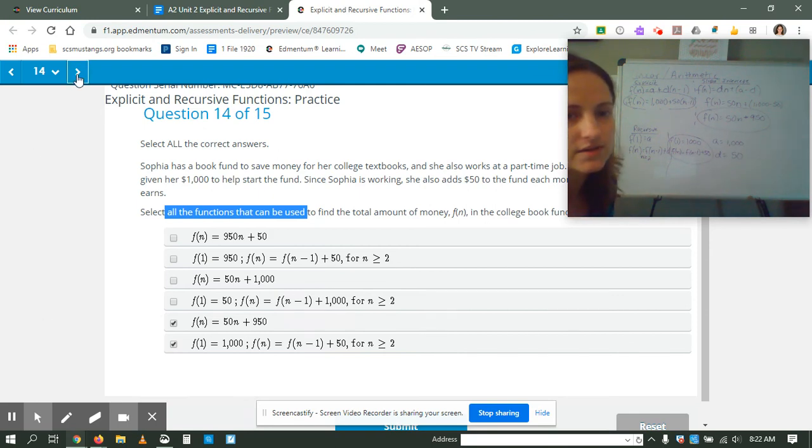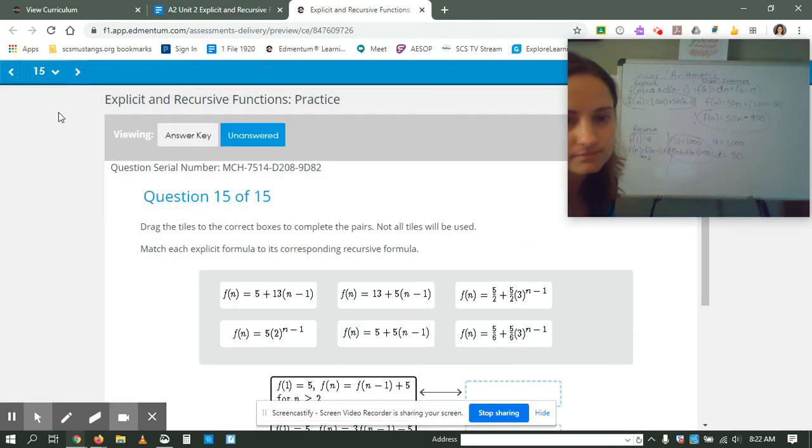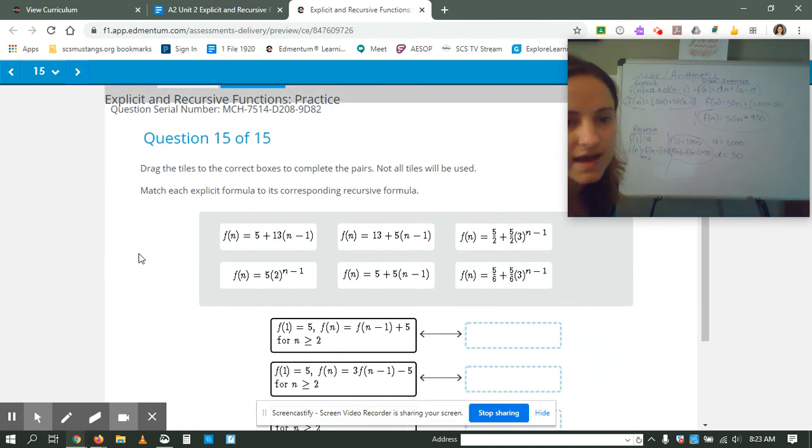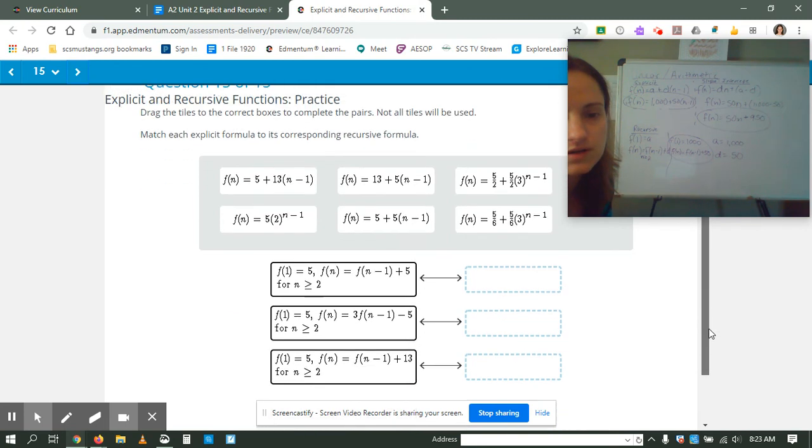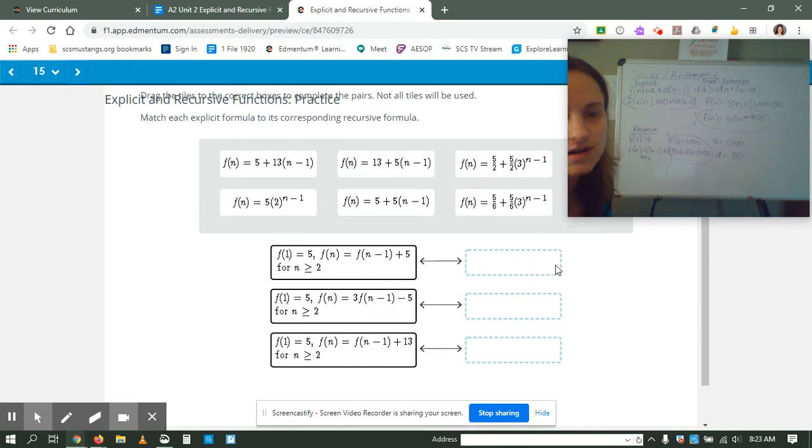Okay, looking at that last problem. So drag the tiles to the correct boxes to complete the pairs. Not all the tiles are going to be used. Match each explicit formula to its corresponding recursive formula. So we're setting up those equal values. So give me a second.